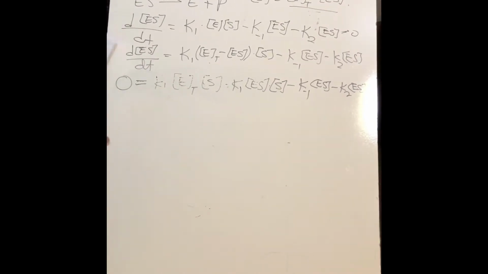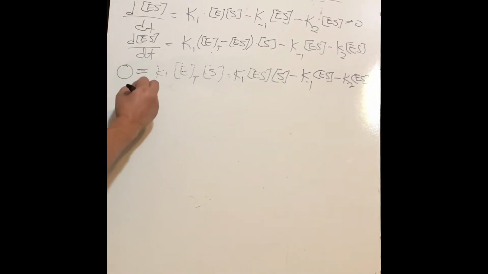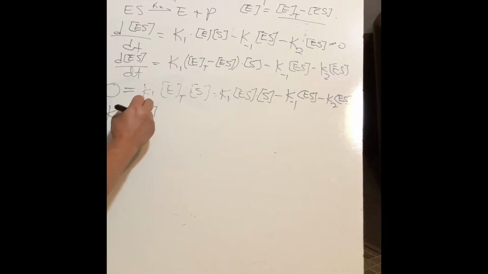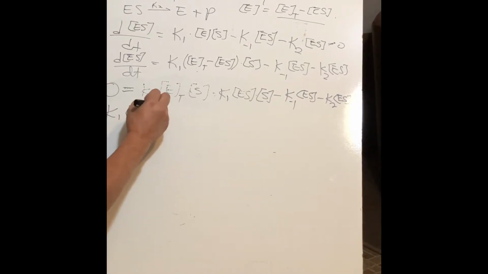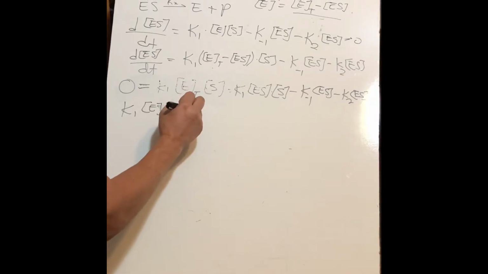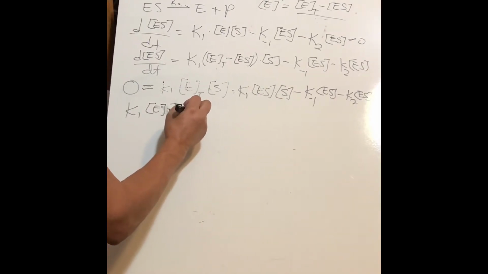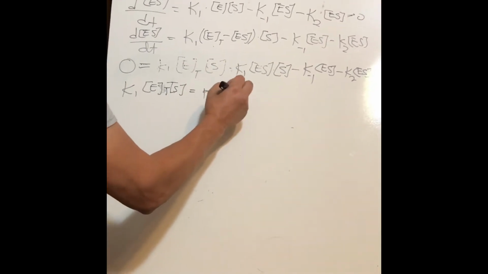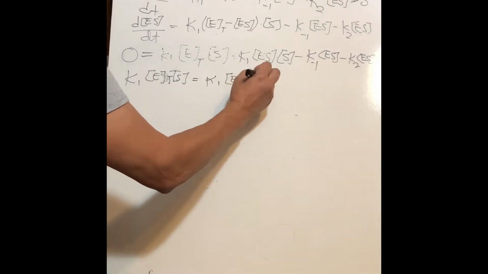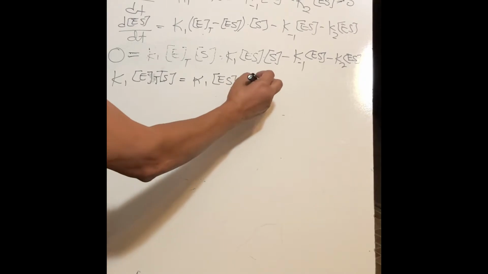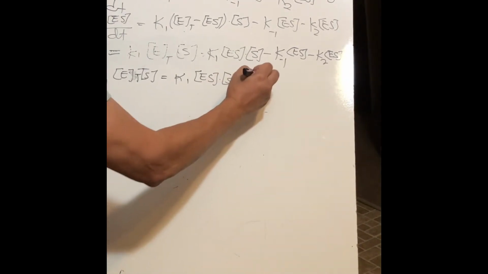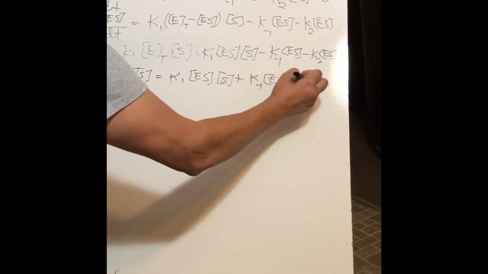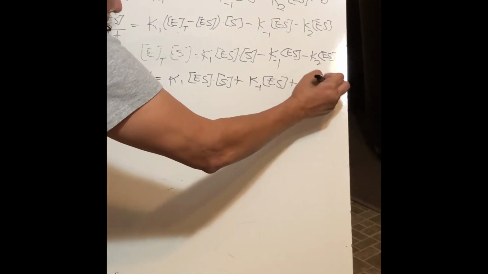So by rearranging it, we get K1 times the enzyme total times the substrate total equals K1 times the enzyme substrate times the substrate, plus K negative 1 plus K2 times the enzyme substrate complex.